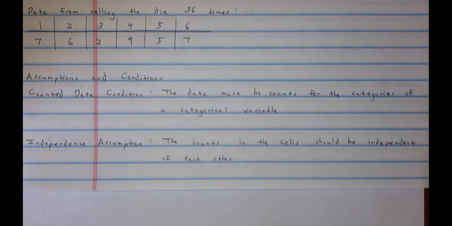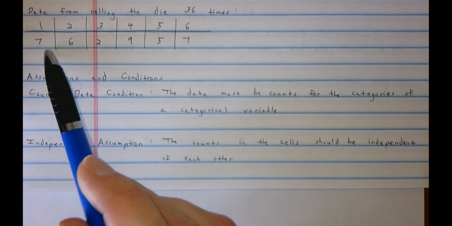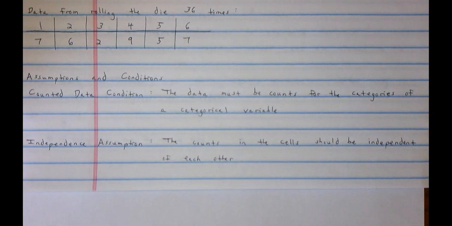Just like with our other hypothesis tests, we have a few assumptions and conditions to check. The first is the counted data condition. It says the data must be counts for the categories of a categorical variable. And here we just want to make sure we're not reporting proportions or percentages or something other than counts. And of course, if we look at our table, we've just reported counts for each of the possible outcomes.